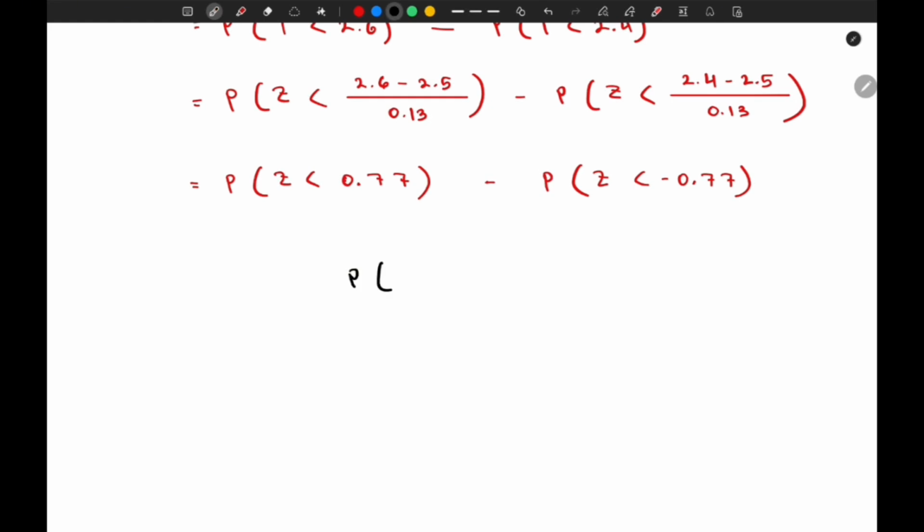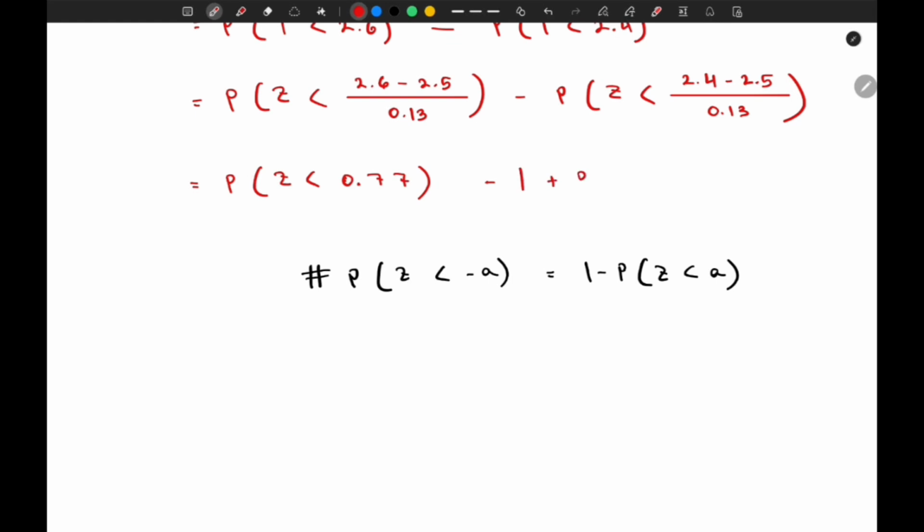The probability of z is less than negative a is equal to 1 minus probability of z is less than a. So this is a formula. You all need to memorize this. This will not be given in the formula booklet. So since there's a minus sign at the front, we can replace this with minus 1 plus the probability of z is less than 0.77.